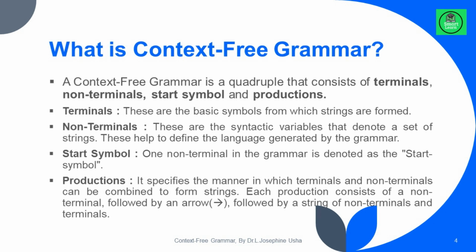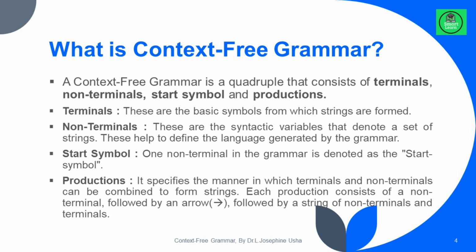Next, how can we define the context-free grammar? What are the things present in it? The context-free grammar can be defined using 4 tuples. It consists of 4 elements: terminals, non-terminals, start symbol, and production. First, the terminals are the basic symbols from which strings are formed.